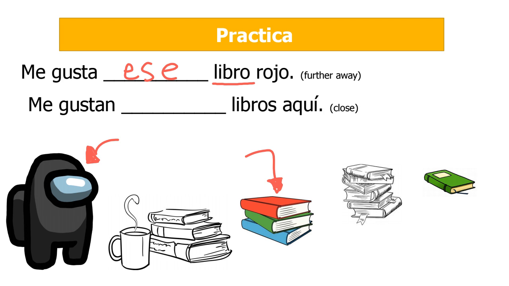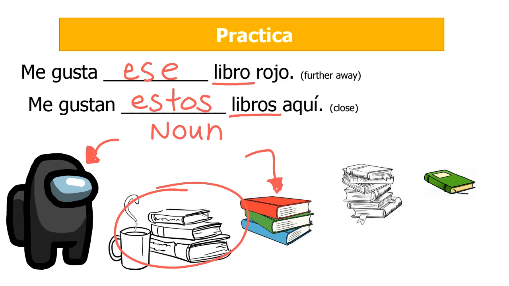The next sentence, me gustan blank libros aquí. And in parentheses, it tells me that I'm talking about the books that are close. So we can assume that it's these here, right? And they're the ones that are right beside me as the speaker. So I'm going to say these. If I went back and looked at my list, libros is masculine and plural, I would see that I need to use the demonstrative adjective estos. Okay, so there's multiple clues you're looking for. Look at your noun and decide whether your noun is singular or plural.